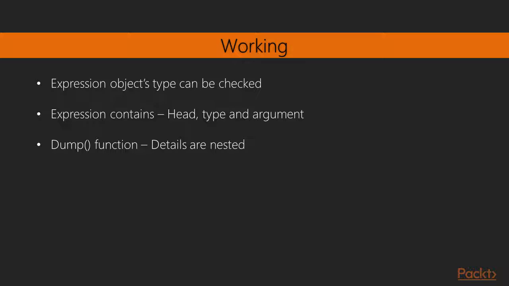The conversion or the parsing step, where a piece of code is parsed as an expression object, can be checked by checking their type. As mentioned, the expression object has complete details about the string, which is our program. This includes the head, type, and argument parts, which would be studied in detail in the next video. So, for an annotated view of the details in the expression objects, the dump function comes in very handy. It unfurls the details in a nested manner to make understanding complex objects easy.